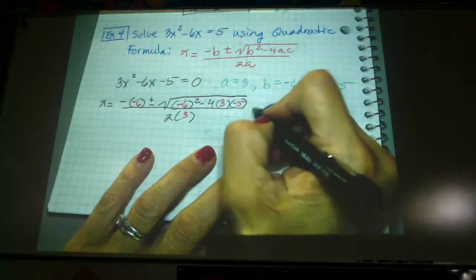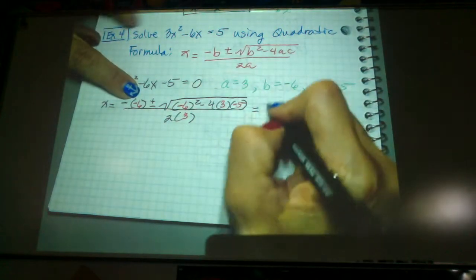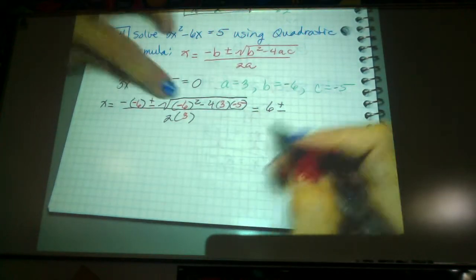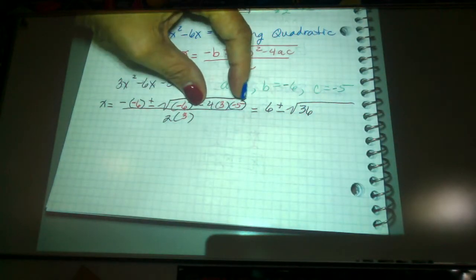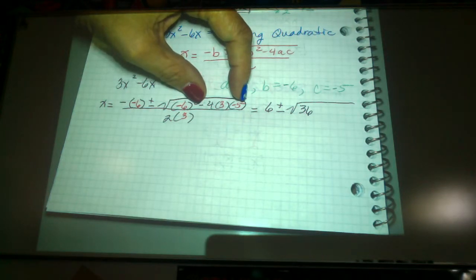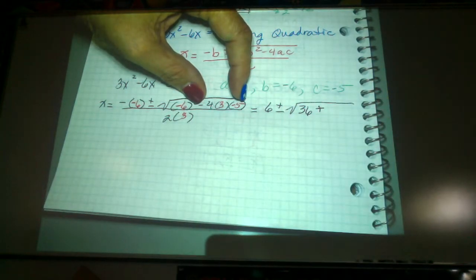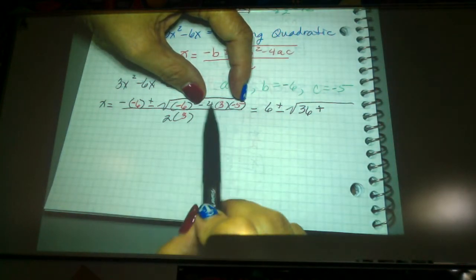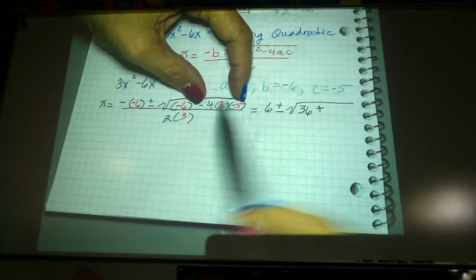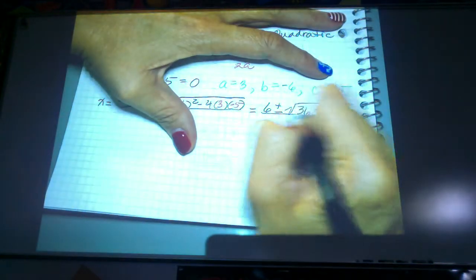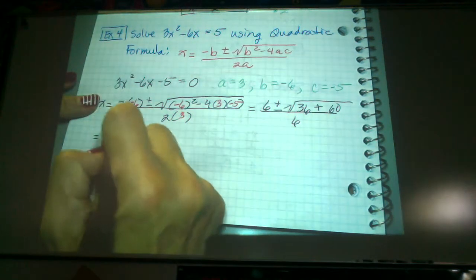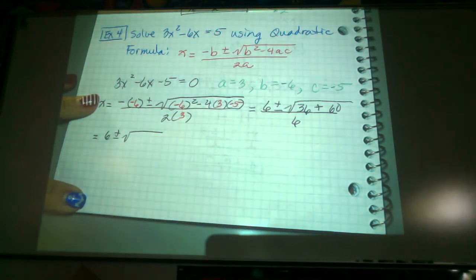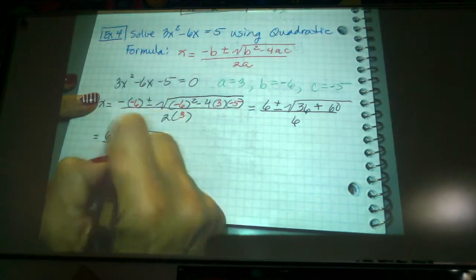So now perform your math. The opposite of -6 is +6, plus or minus. -6 squared is +36. When you get to the 4ac, it is imperative that you count negatives. How many negatives are there? 2. So the sign between the b squared and the 4ac is actually positive. Then ignore the signs and just multiply. 4 times 5 is 20, times the 3 is 60. All divided by 2 times 3 is 6. So this equals 6 plus or minus, what's 36 plus 60? 96, all divided by 6.